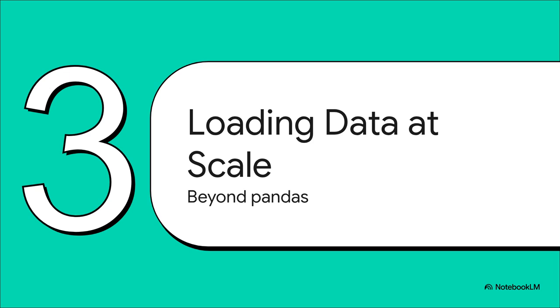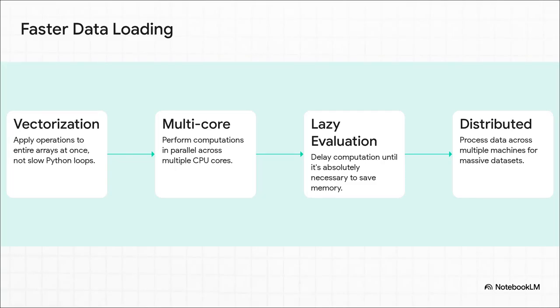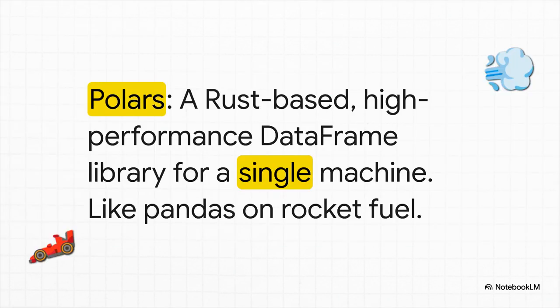Okay, let's keep building on this. You've stored your data efficiently, but what happens when it gets, well, huge? So huge that just loading it with pandas makes your laptop sound like it's about to achieve liftoff. So how do we get out of this jam? You have to stop thinking in terms of slow, one-at-a-time Python loops. The real path to performance comes from these 4 patterns: vectorizing your operations, using all the CPU cores you have, being lazy and computing only when you absolutely have to, and, when all else fails, spreading the work across a whole bunch of machines.